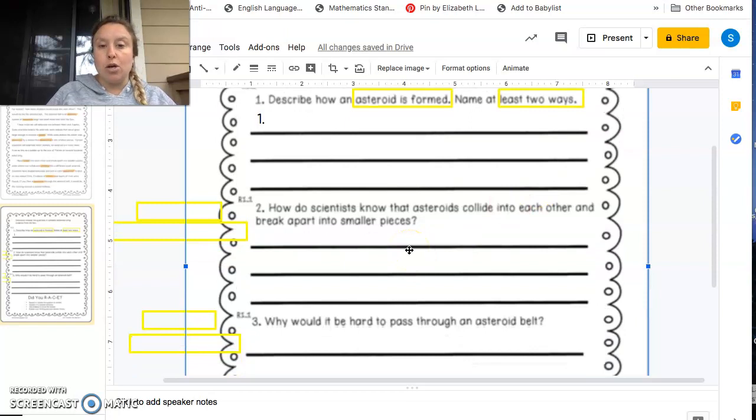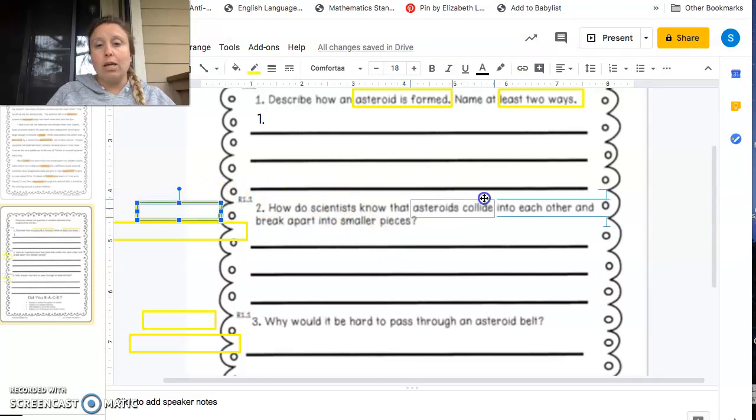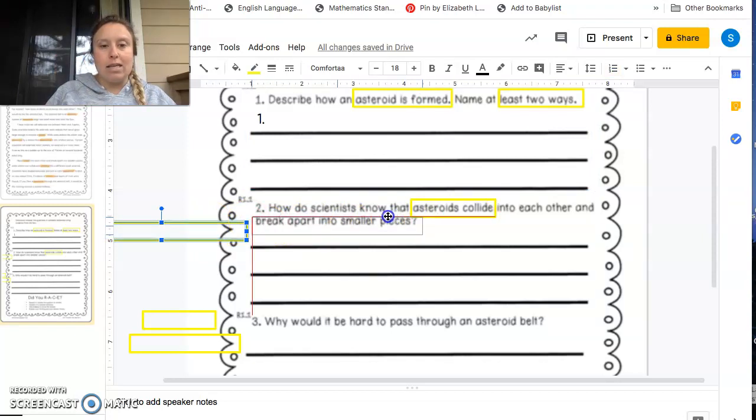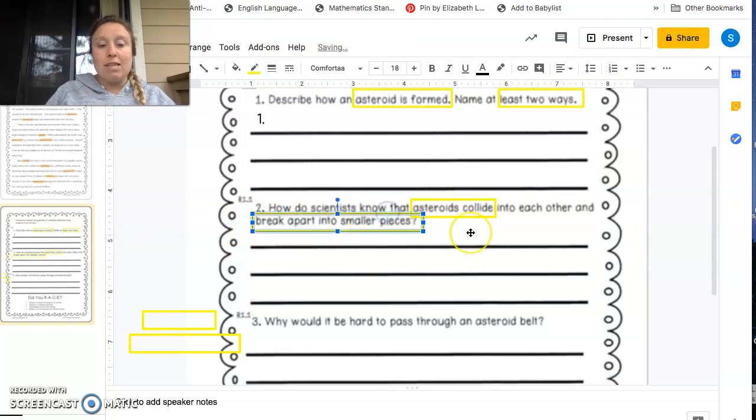How do scientists know that asteroids collide into each other and break apart into smaller pieces? So here is the first phrase, asteroids collide. And we know collide means to come together, usually with force. And then the second part is we're looking for maybe the term to break apart into smaller pieces. So after the collision, something happens.